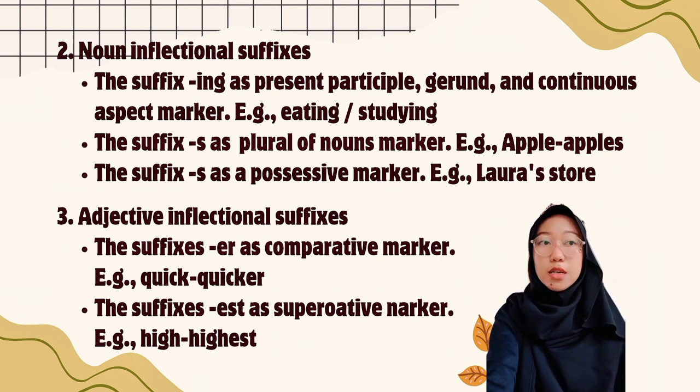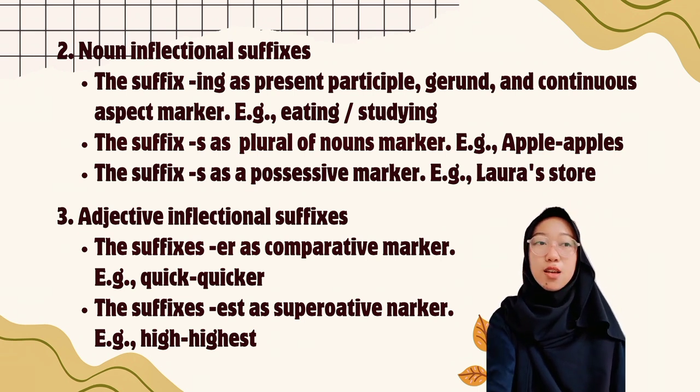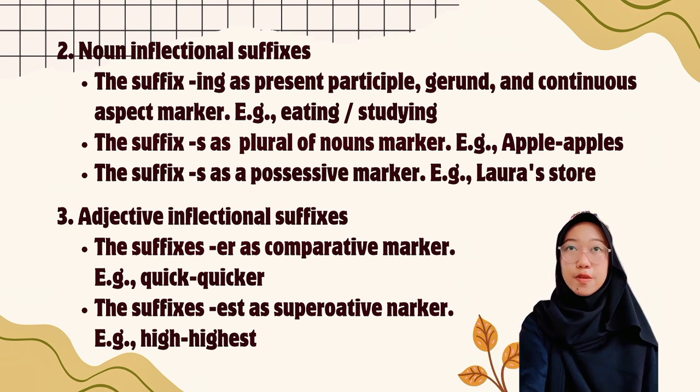And the third, adjective inflectional suffix. The suffix er as comparative marker, quick, quicker. The suffix est as a superlative marker, for example, high to highest, or big to biggest.